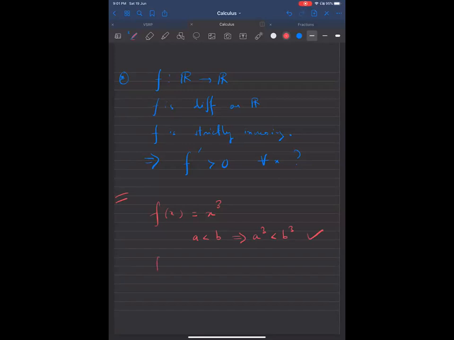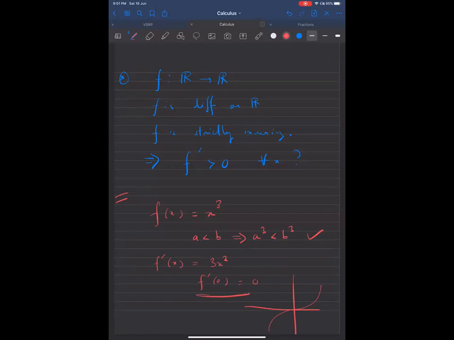And now what about f dash x? It's a differentiable function from R to R. f dash x is 3x squared, and f dash 0 is 0. So if you look at the graph, it is like something like this. It is strictly increasing at 0, but still the derivative is 0. So you can't say.